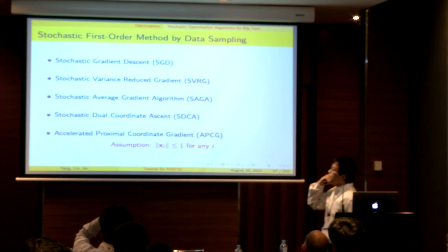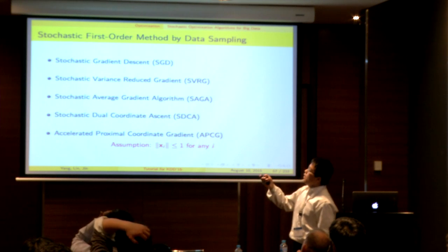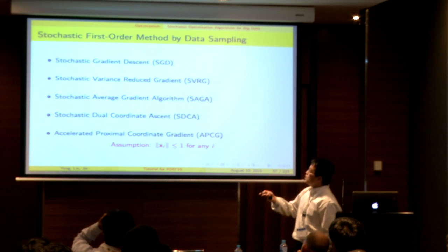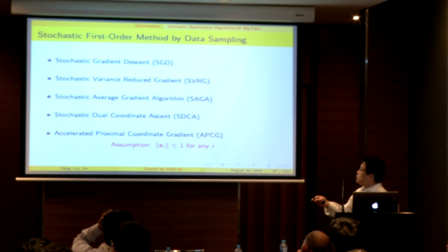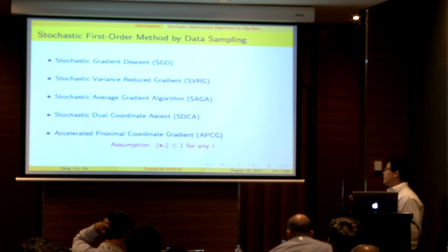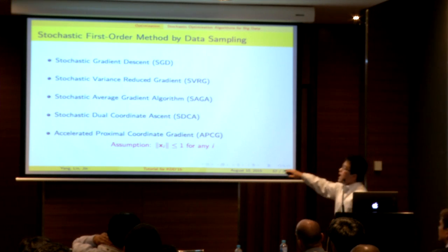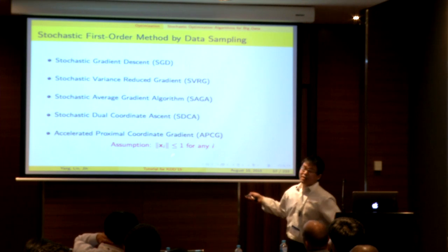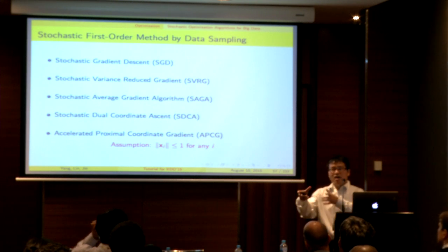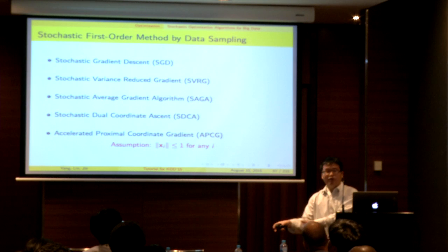So there are 5 different stochastic methods: stochastic gradient descent, stochastic variance reduced gradient, stochastic average gradient, and also stochastic dual coordinate ascent, and accelerated proximal coordinate gradient. I will assume all the data has been normalized such that the norm of each data point is less than 1, just to avoid some dependency of the complexity on the norm of the data.